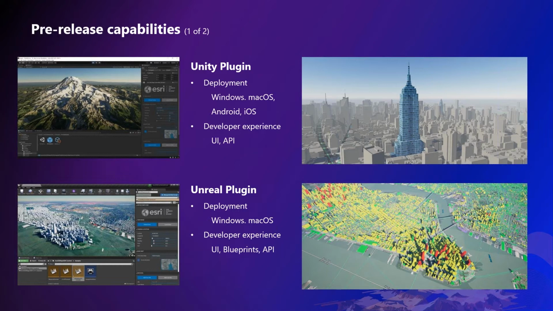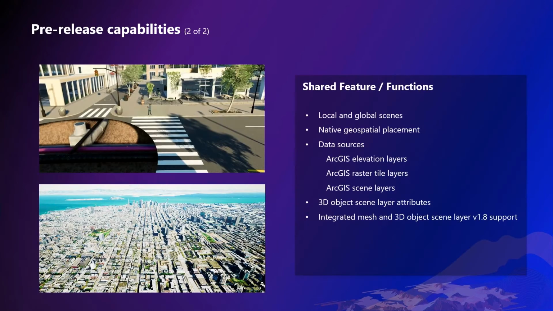The Maps SDK provides a couple options for working with the plugins. Both include a UI to configure properties of the scene, set camera position, and add and modify layers. Both include an API for developers to customize and deliver a solution in code. We also integrate with Blueprints, a visual scripting system in Unreal Engine. For shared functionality in both the Unreal and Unity plugins, both local and global experiences are available.